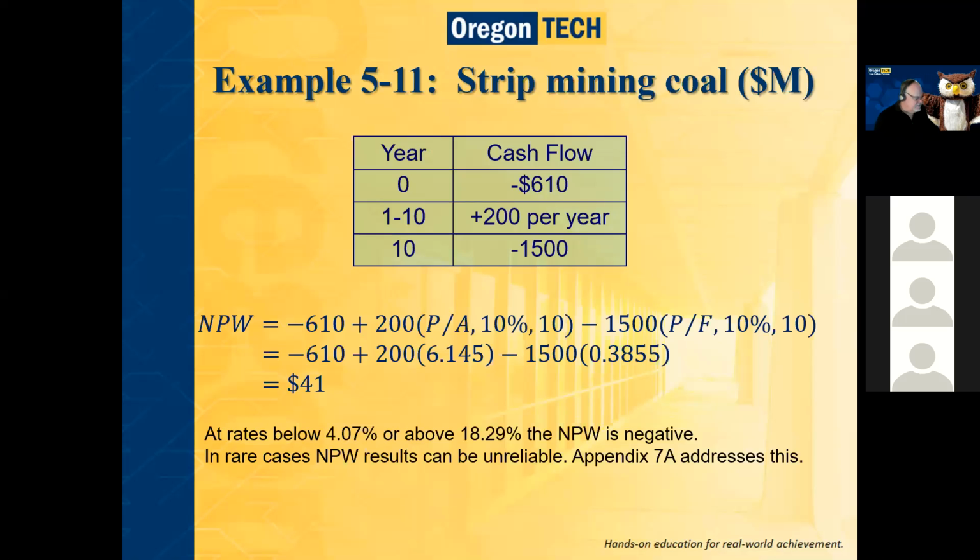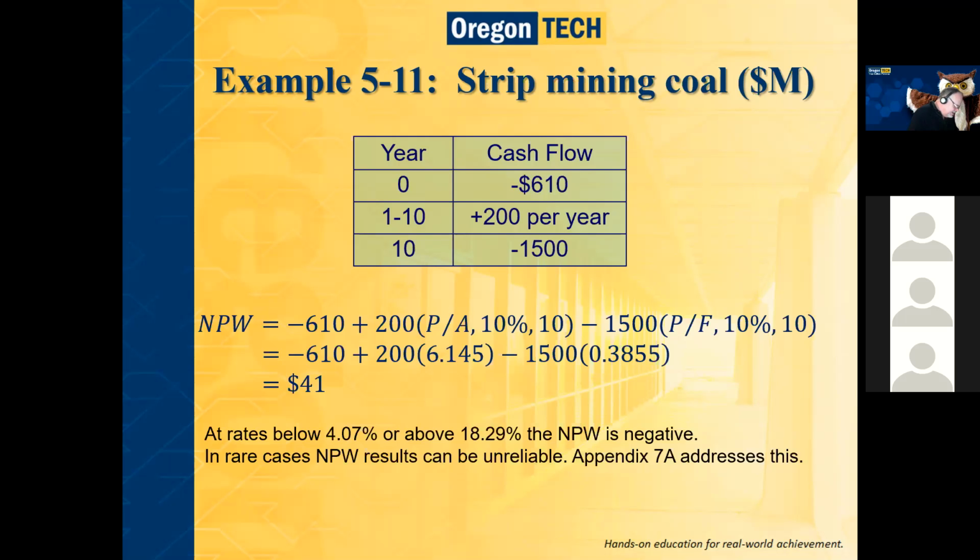Now then, last example, one more example after this. Gotta go to bonds. I'm gonna go through this quickly. If I'm going too fast, please stop me. So you got a strip mining purchase for $610,000. And it's gonna generate $200,000 a year for 10 years after you initially bought it for $610,000.